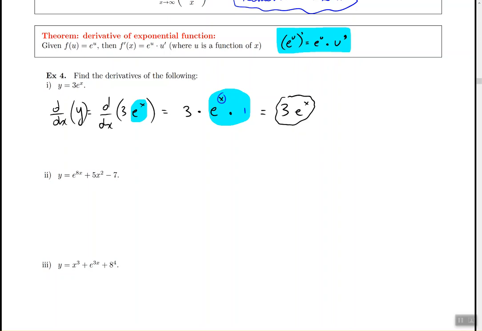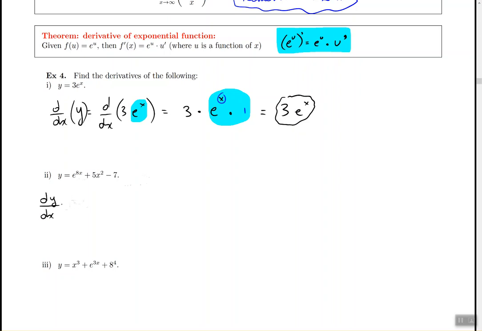Okay, so now that we know the derivative of e to the power of u is e to the u times the derivative of the exponent u prime, let's look at a more complex situation. So in this problem, y is equal to e to the power of 8x plus 5x squared minus 7. They want the derivative of y with respect to x. So I'm going to write it underneath it.